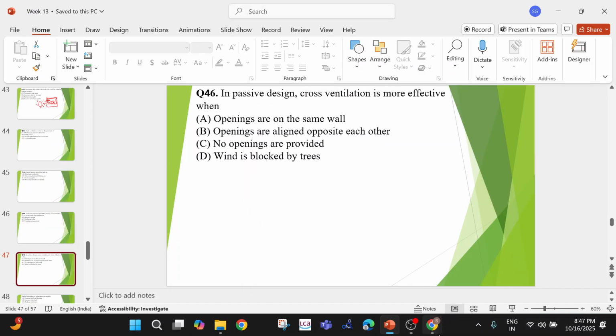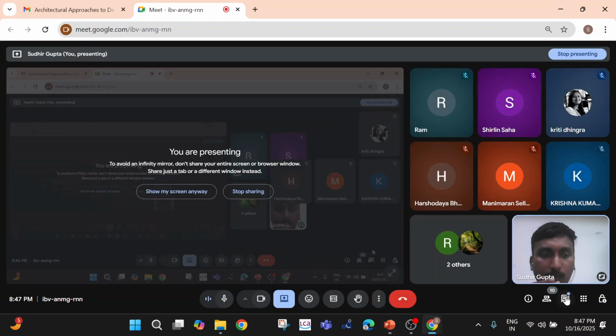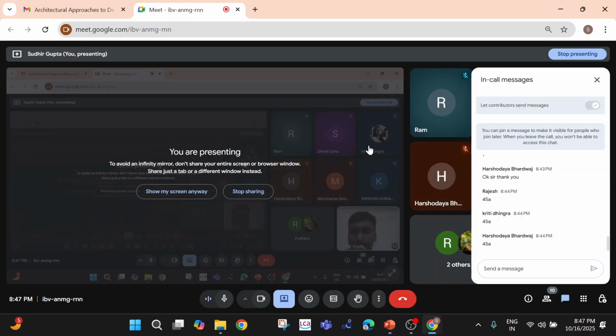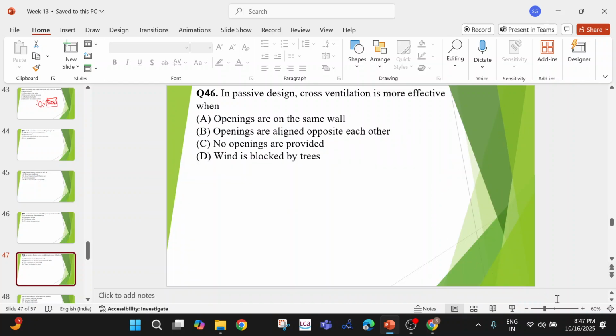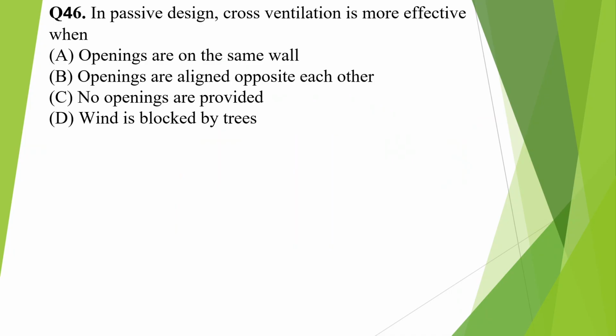So for this particular question, question number 46, most of you have answered option B. And most of you think that in passive design cross ventilation is more effective when openings are aligned opposite to each other, then there will be proper cross ventilation. This is a very small concept, but then also most of you are not able to answer. That's very bad.